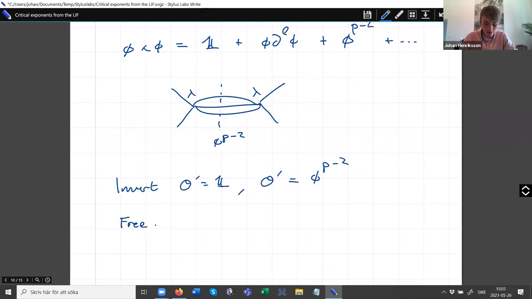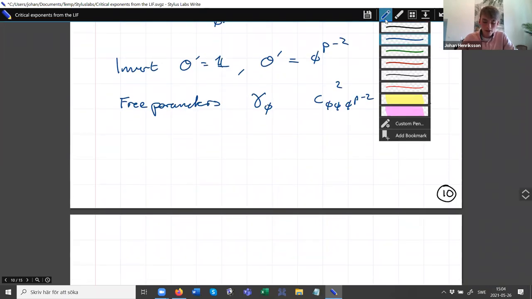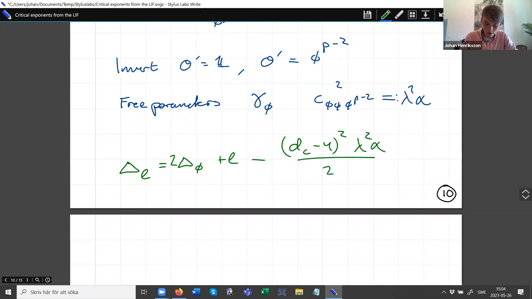Free parameters will be gamma phi, and it will be the OPE coefficient of this guy, phi to the p minus two squared, which we can call lambda square alpha. So just proceeding quickly to the results. If you do this, you get delta L is two delta phi plus L minus (d_c minus four) squared lambda square alpha over 2j squared.